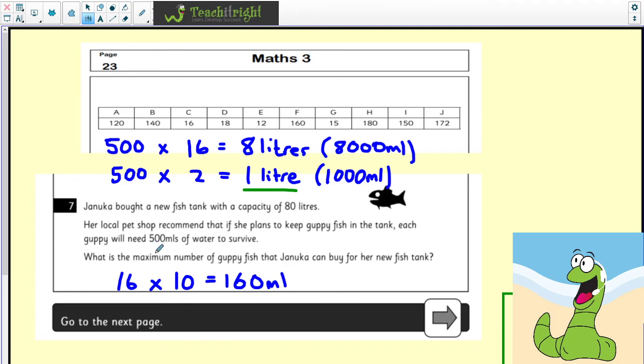But remember, if we look at the question, the capacity of the tank was 80 litres. So we can get 16, because that's how many would go for 8 litres, and multiply that by 10, and then we get 160 guppy fish. So if we look at the answer options up there, we've got F as the answer.